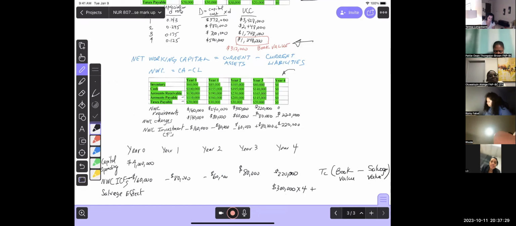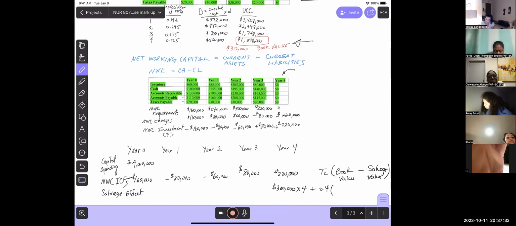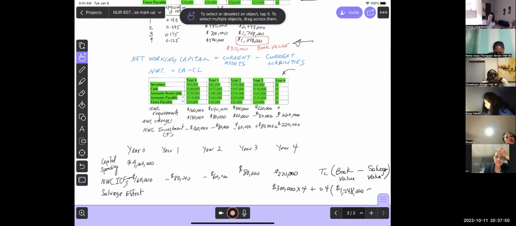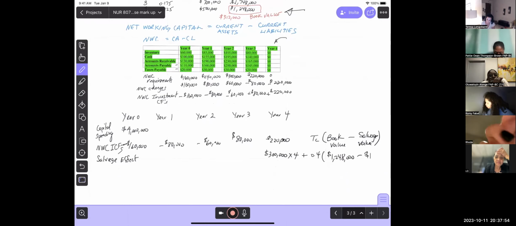So taxes are 40%. The salvage value is 1.2 million. But the book value is 1.248, right? So it's 1,248,000 minus 1.2 million, 48,000. So put it all together and that number goes there. So this is just 48,000, right? That we have to pay taxes on. Oh, sorry, we're going to get tax savings from. So you see, that's how it works out.